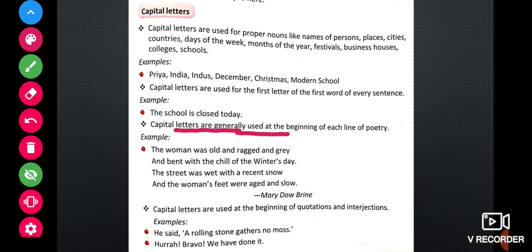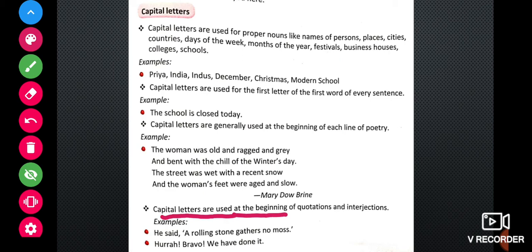Capital letters are generally used at the beginning of each line of poetry. Now in poetry, punctuation is a little on the lower side. That means the rules of punctuation do not apply everywhere in poetry. So even if there is no full stop in the previous sentence, the next sentence in a poetry will always start with a capital letter. So in the poetry, every line will start with a capital letter.